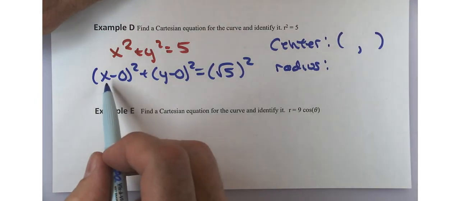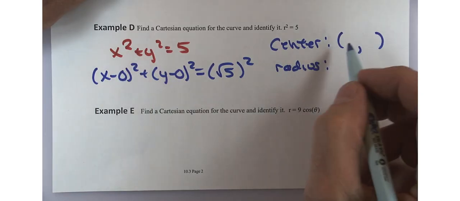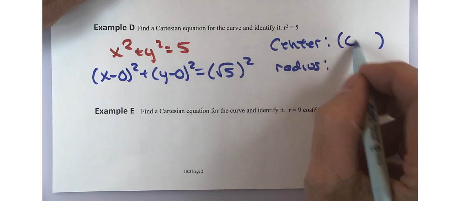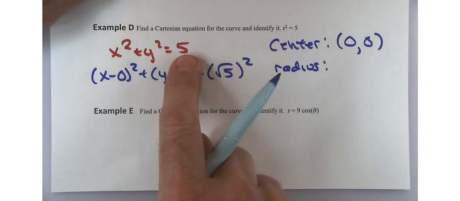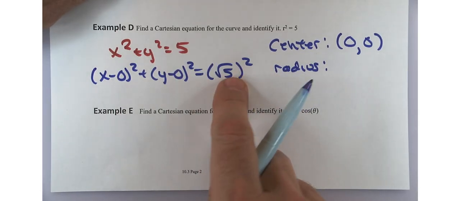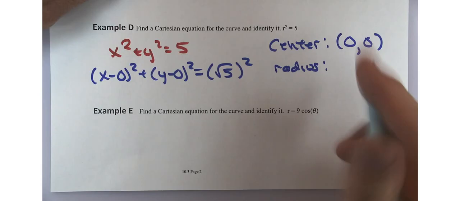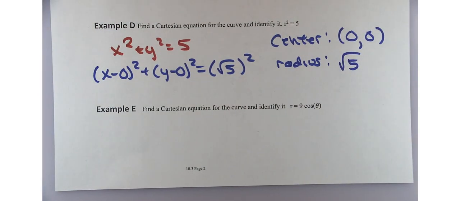So center and radius would be the value of x that makes these square terms 0 and the value of y that makes the square term 0. So in our case, 0, 0. And the radius is always going to be the square root of the right-hand side. So I wrote that as square root of 5 squared. But if you just take the square root of that, square root of the 5 gives you the radius.